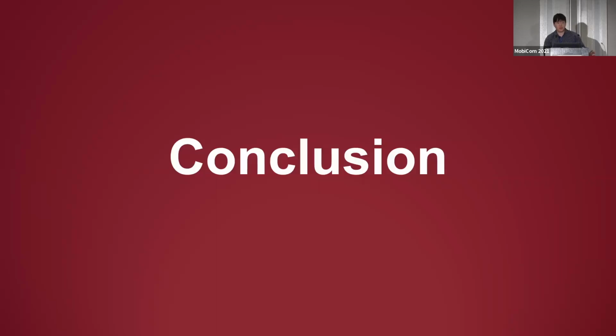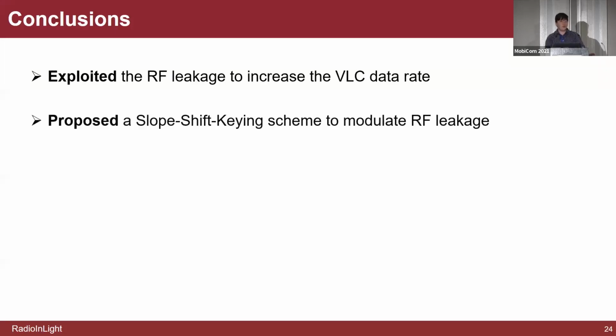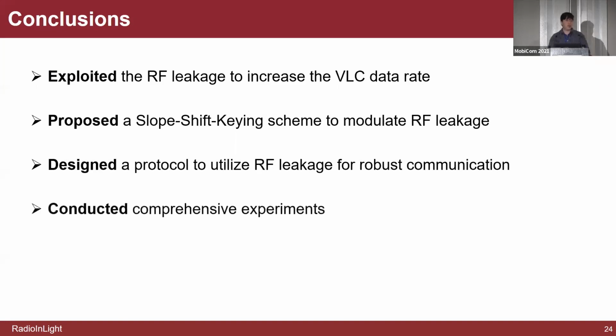So let's briefly conclude our work. First, the RadioInLight system exploits the RF leakage to increase the VLC data rate. Second, we propose a slope shift keying scheme to modulate RF leakage. Third, we designed a protocol to utilize the RF leakage for robust communication. And finally, through comprehensive experiments, we show that the RadioInLight system can double the data rate of VLC systems by using only the leaked signals.